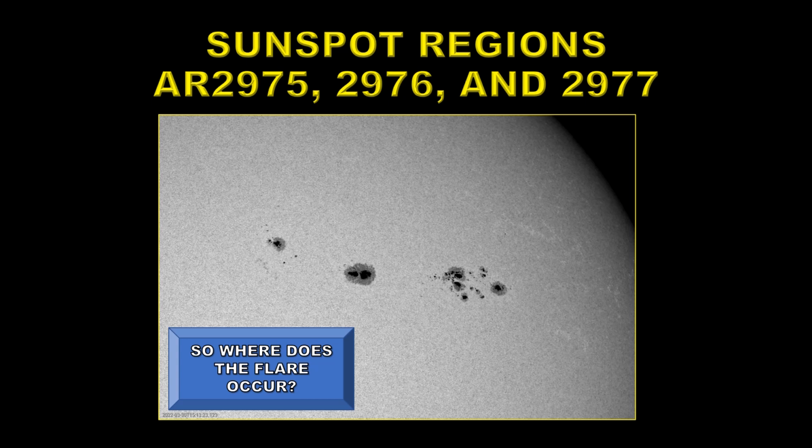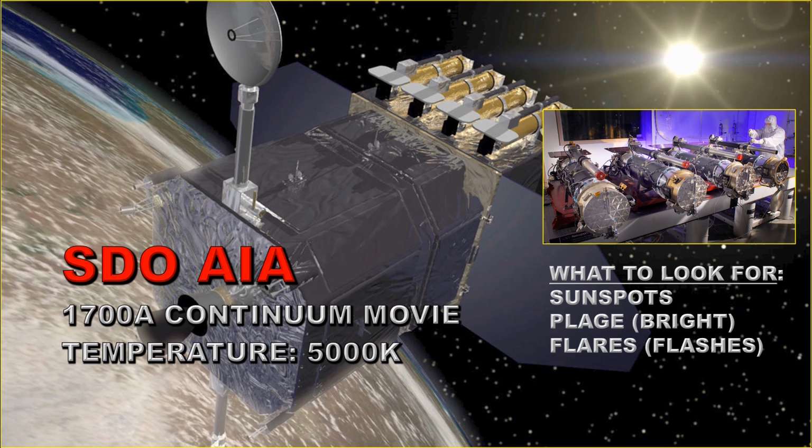And to do that, we're going to have to look at a different channel. The channel we're going to look at this time is using the AIA instrument on SDO and look at the 1700 angstrom continuum channel. That is not a usual channel to be shown when looking at flares, but it has one advantage. It shows both the sunspots and the location of the foot points of the flares.